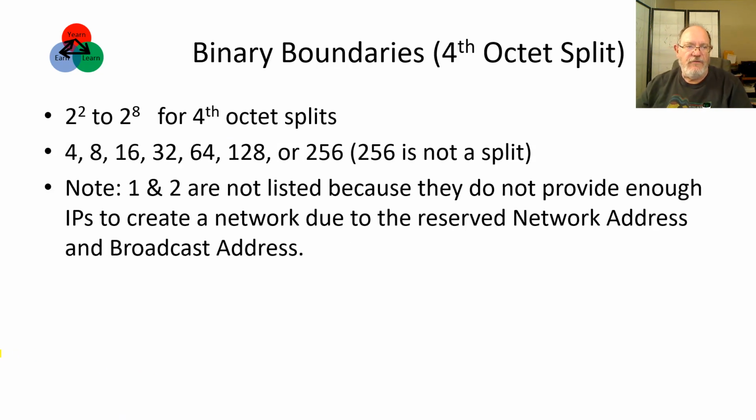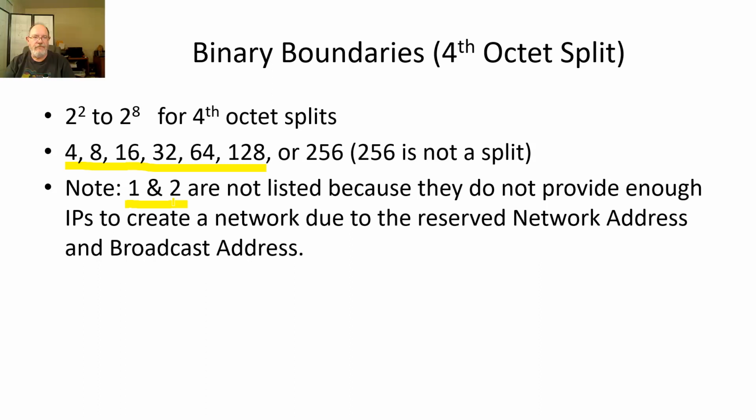So in a fourth octet, for example, the common binary boundaries for a split octet are 4, 8, 16, 32, 64, and 128. Of course, your fourth octet could have 256 nodes in it, but then it wouldn't be a split octet. The other thing is I don't list 2 to the power of 0 and 2 to the power of 1, because those would only produce one IP address or two IP addresses, and you can't make a network out of that in most situations because you need your network address and broadcast address.